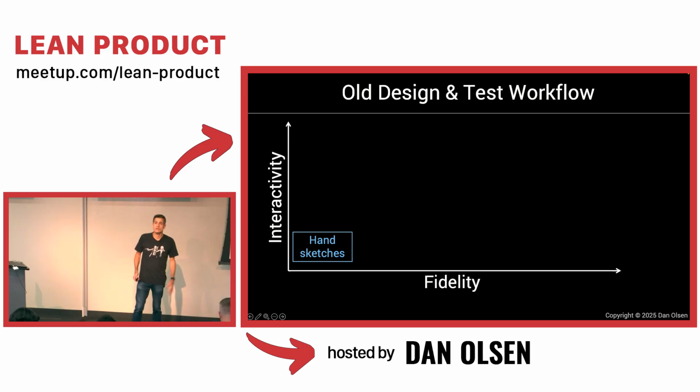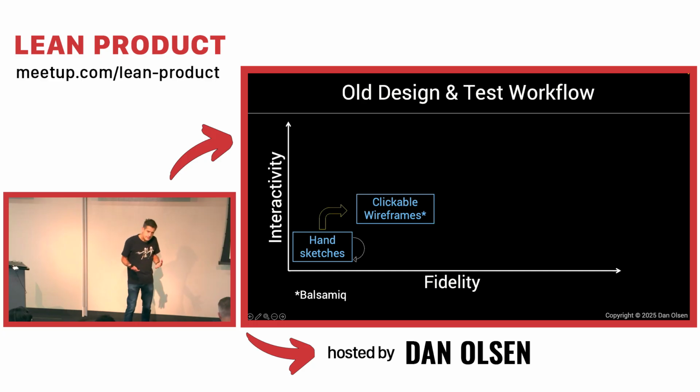The lowest fidelity, lowest interactivity is a hand sketch. These are great for a team to get the original idea down. You can iterate here until you align on the concept. If you want to take it up a notch, you can go to wireframes. Wireframes are low fidelity. We usually don't worry about color, but you can have clickable or tappable ones. I'm a huge fan of Balsamiq, and have been for a long time. Everybody here use Balsamiq, right?